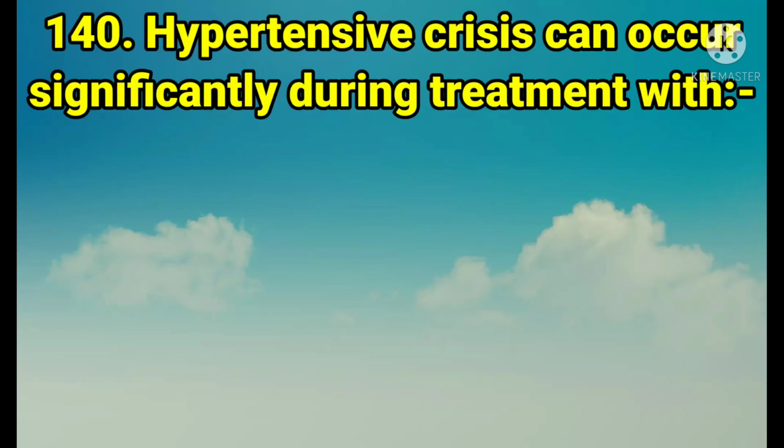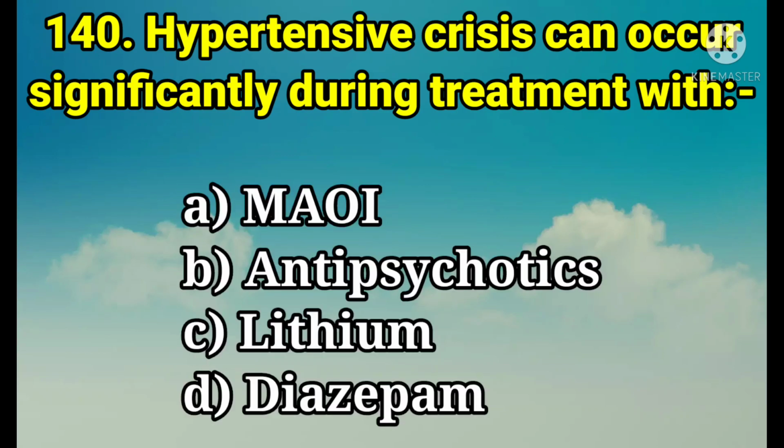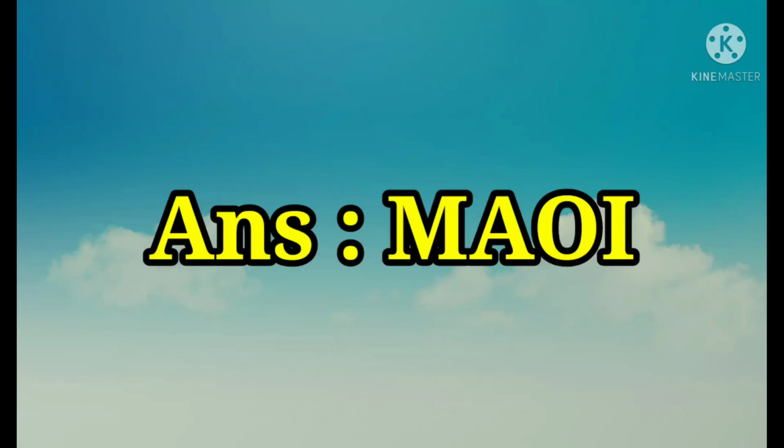The next question, hypertensive crisis can occur significantly during treatment with. The options are monoamine oxidase inhibitors, antipsychotics, lithium and diazepam. And the answer is monoamine oxidase inhibitors.